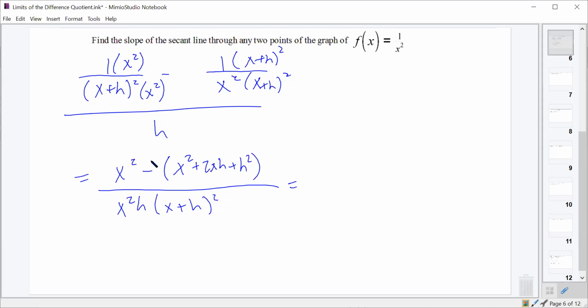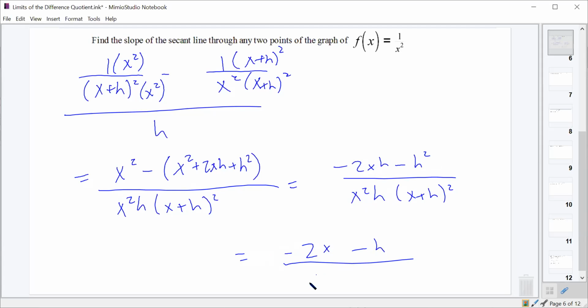Good. Distribute the minus sign through and the x squareds cancel, and you're left with negative 2xh minus h squared over x squared h times x plus h squared. And what happens again? Everything in the numerator that had no h's in it canceled. So I'm left with all terms with h's, and I can cancel that with the h in my denominator. And we get that formula right there. And that's the formula for this particular function. That would give me the slope between any 2 points on the graph. Easy enough?